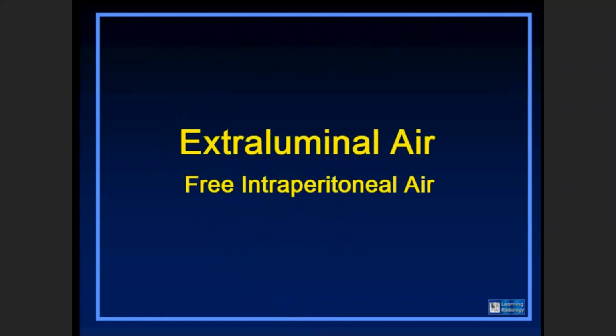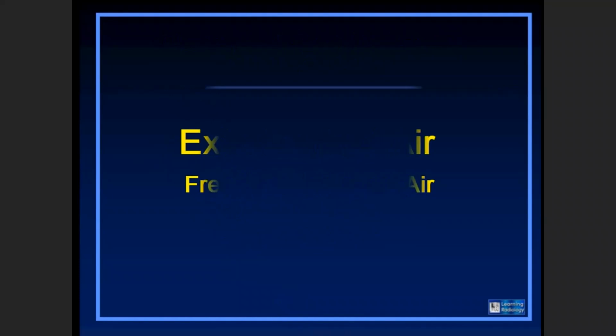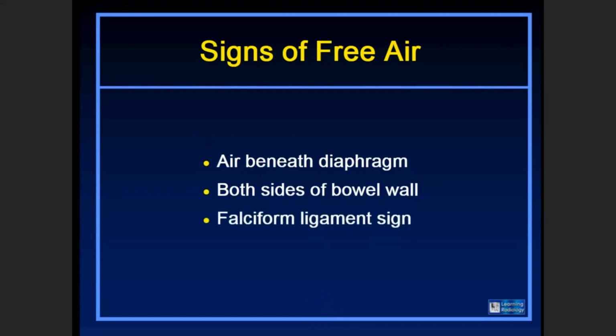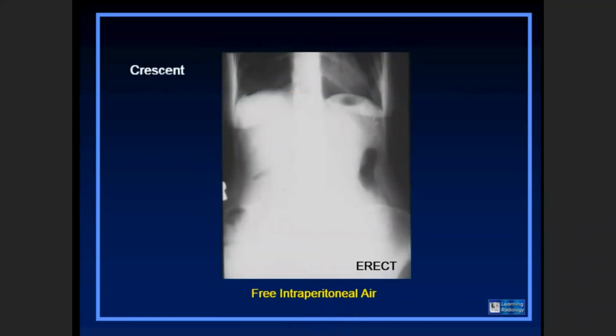Now we are moving to the extraluminal air, free intraperitoneal air. Besides the presence of free air under the diaphragm, there is air on both sides of the bowel wall. This is a sign called pneumatosis intestinalis, the presence of air within the bowel wall itself. Falciform ligament sign, because the falciform ligament is adjacent to the liver. Sometimes, if there is free air, it can be trapped under it, with depression of the falciform ligament.